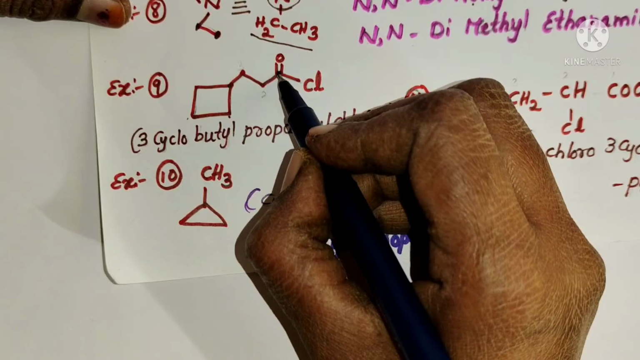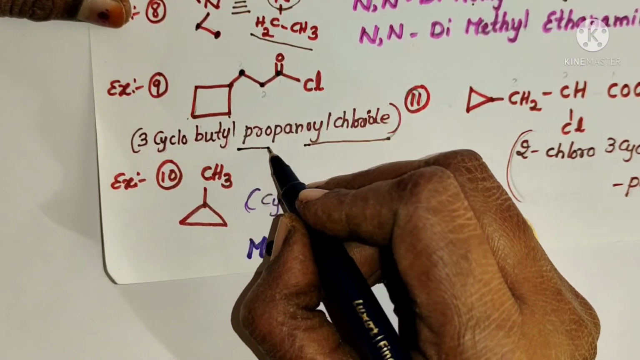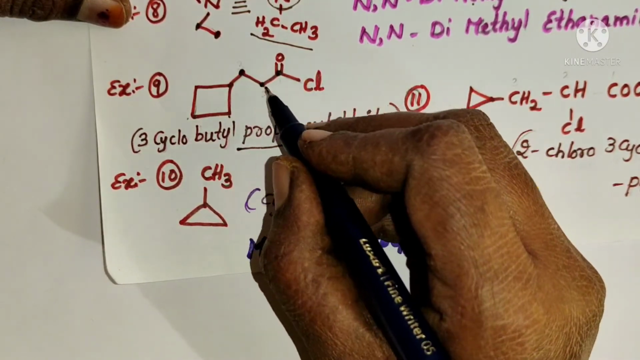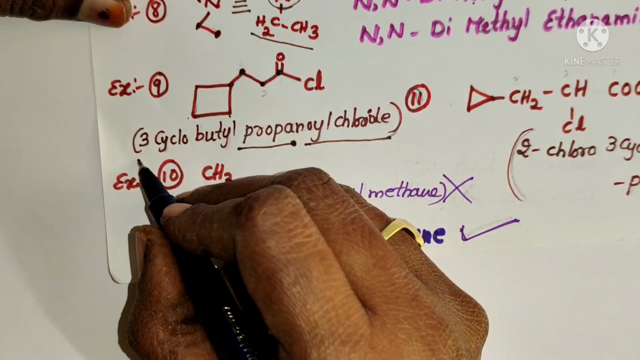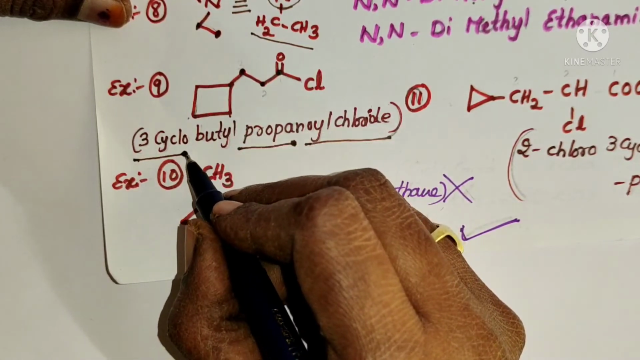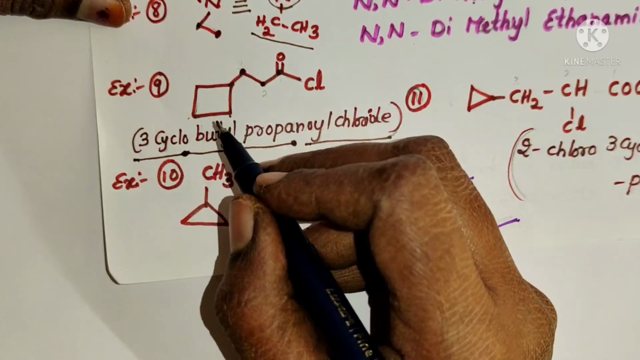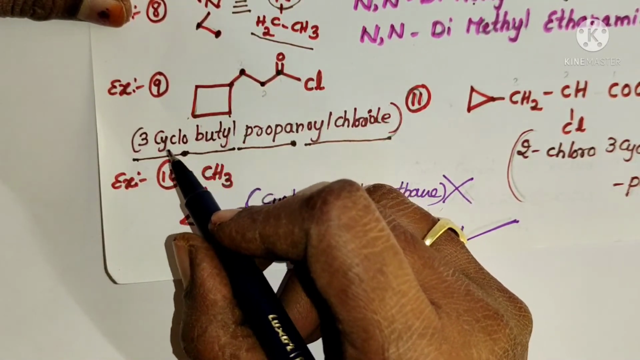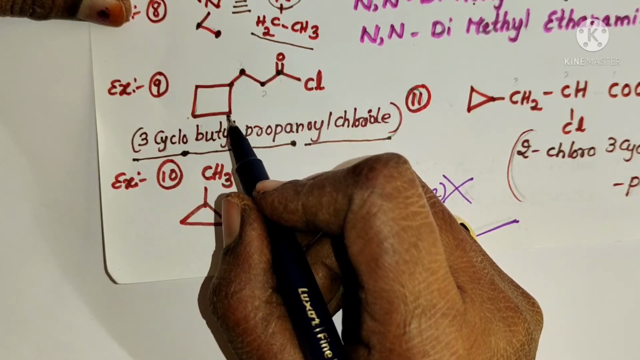Mainly how many carbons? 1, 2, 3. Mainly 3 carbons. It is the word root. In between these, propane, only single bonds are there. Next, we consider the primary prefix, 3-cyclobutyl. When we consider cycle, for what purpose? For the primary prefix purpose, we have to consider cyclic groups.